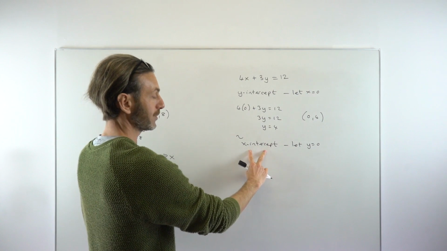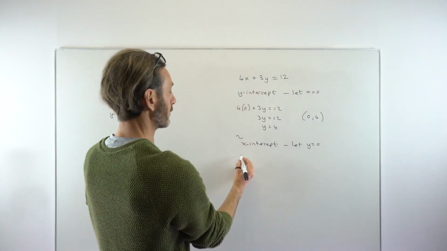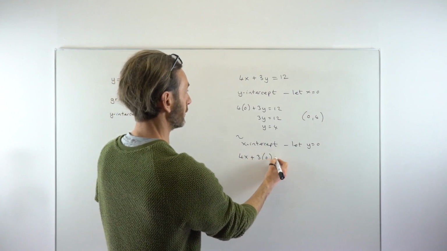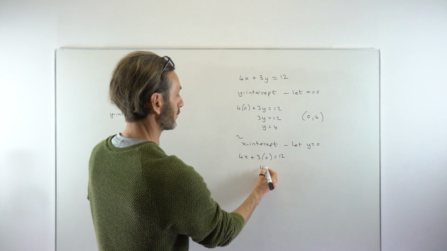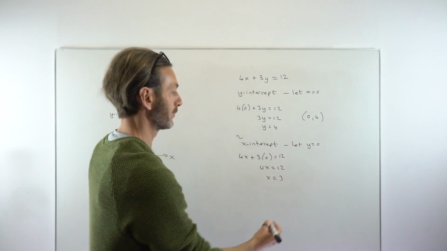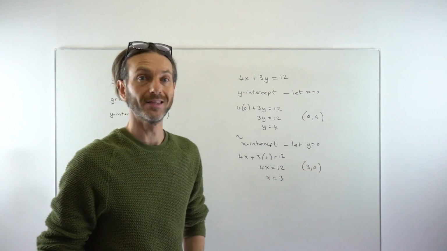If you're the x-intercept, if you're on the x-axis, your y value is 0. So we're putting a 0 in for y this time. So that would be 4x plus 3 times 0 equals 12. So that's just going to be 4x equals 12, giving x equals 3. So then we can say that our x-intercept is going to be (3, 0).